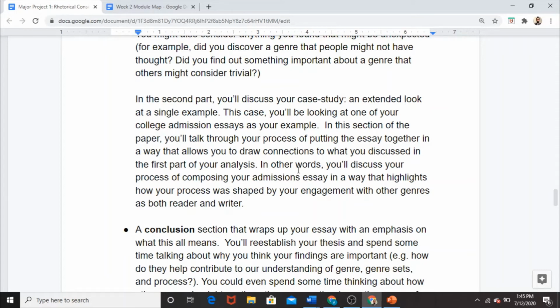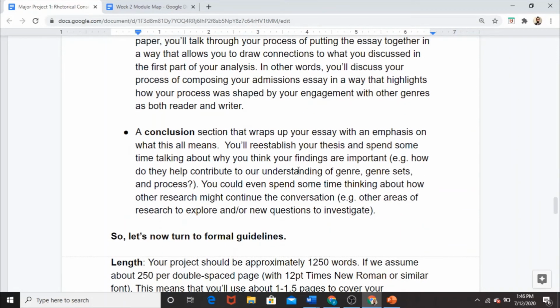You've given us your analysis, so now that I've found all these sources, found these samples, teased them out in these particular ways, these are some of the conclusions that I've begun to draw. You'll wrap up with your conclusion that ties up the essay, reemphasizes what you were trying to argue, why it's a good argument, what does it mean, why is it important, what kinds of questions it raises, areas for further discussion. So we're going to now shift gears and talk a little bit about the formal guidelines.